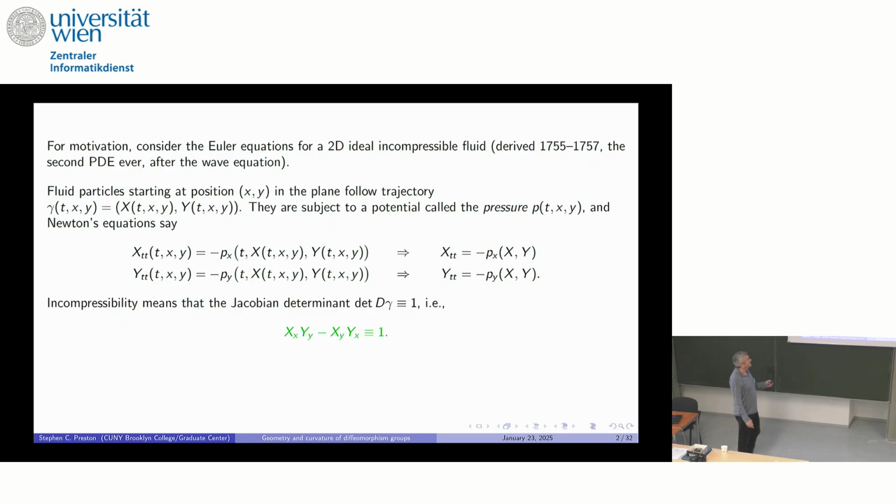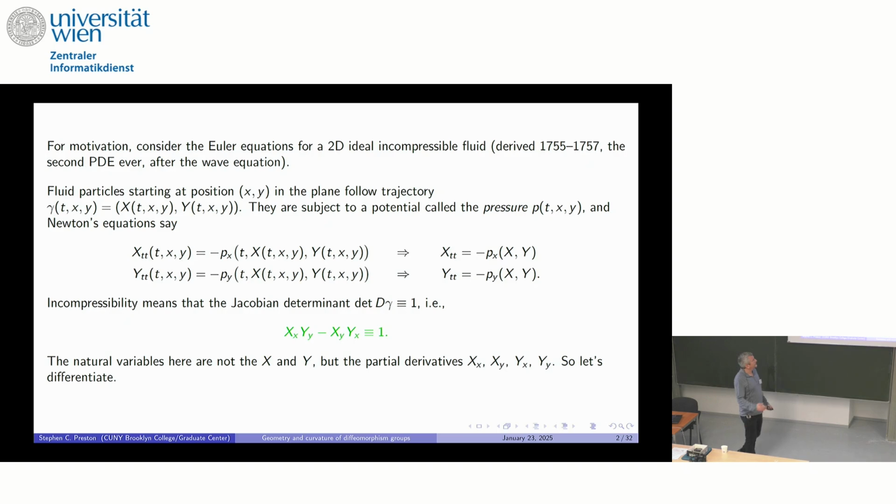And the incompressibility constraint is that the determinant of gamma, which is the diffeomorphism that moves the particles around, that determinant should always be 1. And so what this tells you is the fundamental variables in this system are the partial derivatives X_x, Y_y, etc., not so much the particle paths themselves. I need to work with the partial derivatives. They need to make sense.